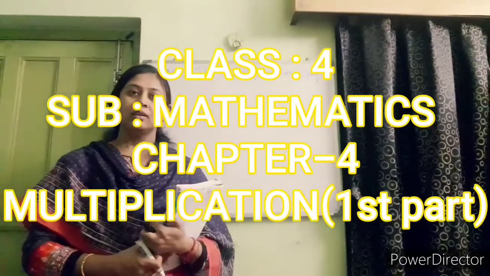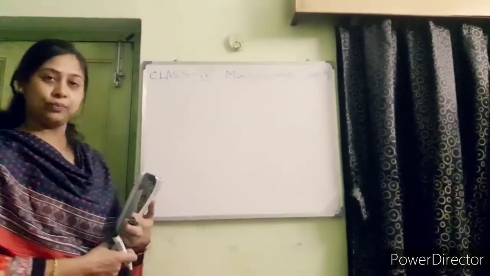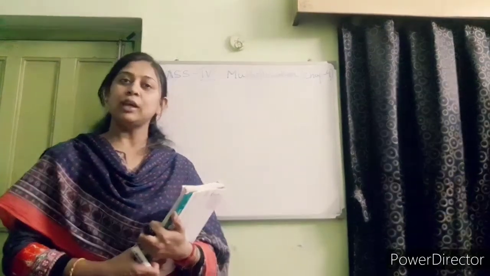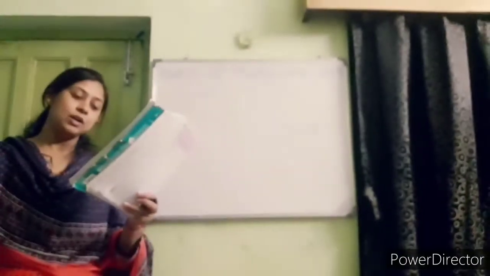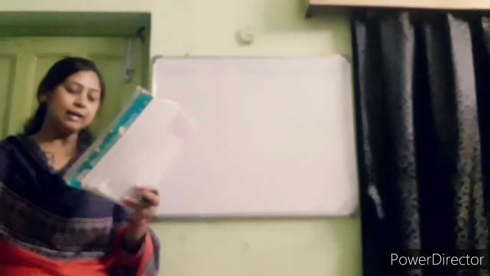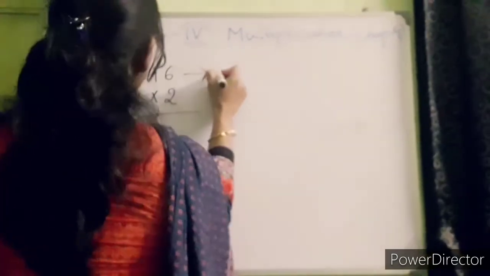Student, now I am going to start the new chapter, multiplication, chapter number 4. You have learned multiplication in previous classes. I am just telling you something about multiplication. Before starting multiplication, you have to know some terms: multiplicand and multiplier. Suppose 16 times 2. Here 16 is called the multiplicand.